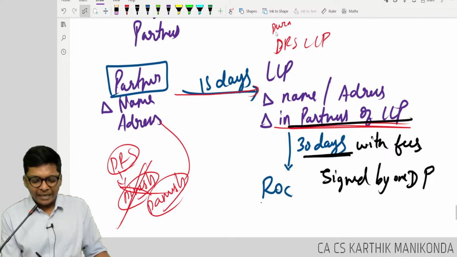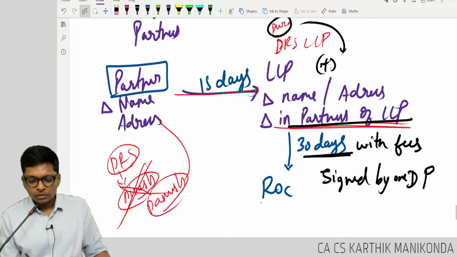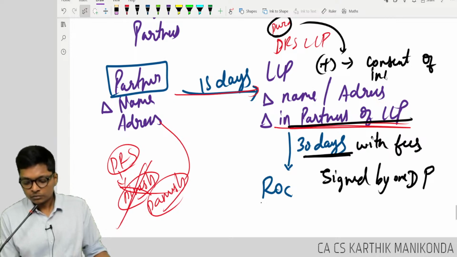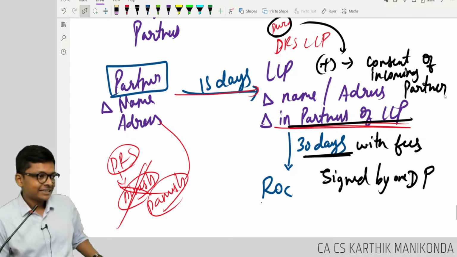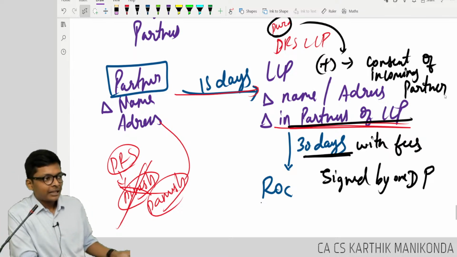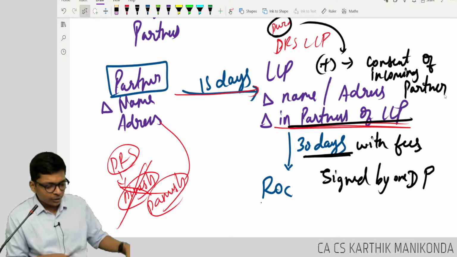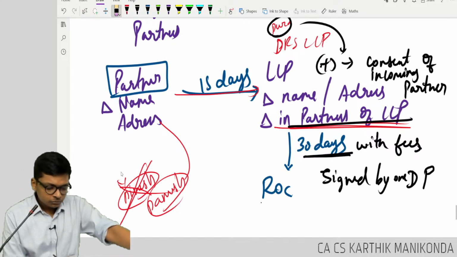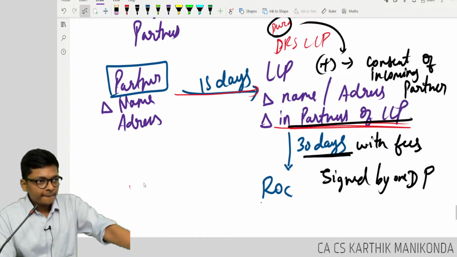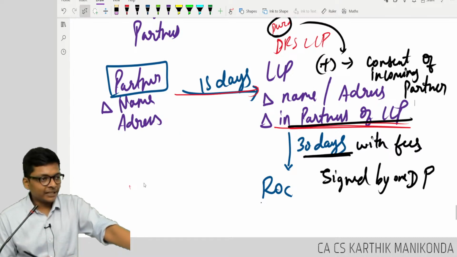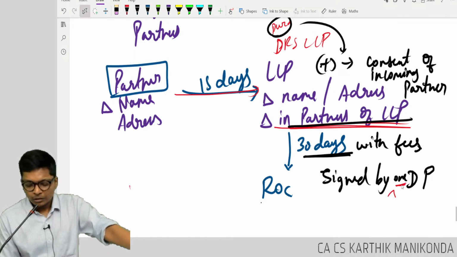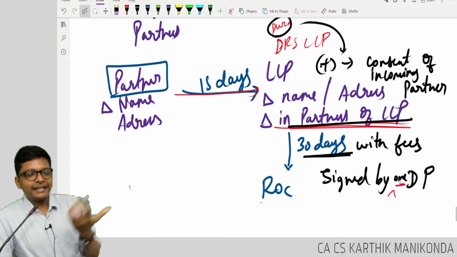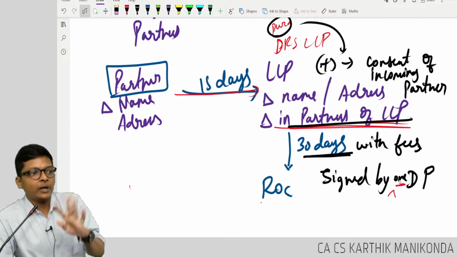If I am adding a new partner, Durai is being added, then I should also get the consent of the incoming partner. I have to get the consent of the incoming partner. Are you guys following? Yes. At least one DP. You are right. Signed by, actually the law says one DP. Nothing wrong if the second DP signs. One DP is the law requirement.